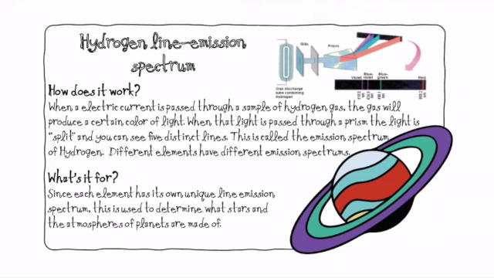The hydrogen line emission spectrum. How does it work? When an electrical current is passed through a sample of hydrogen gas, the gas will produce certain colors of light. When that light is passed through a prism, the light is split and you can see 5 distinct lines. This is called the emission spectrum of hydrogen. Different elements have different emission spectrums. What's it used for? Since each element has its own unique line emission spectrum, this is used to determine what stars and the atmosphere of planets are made of.